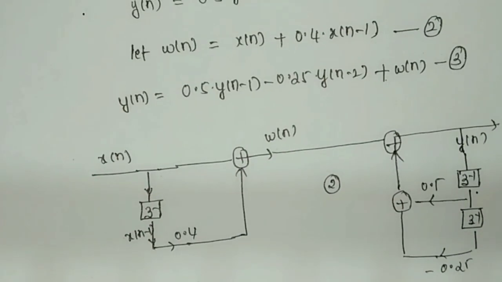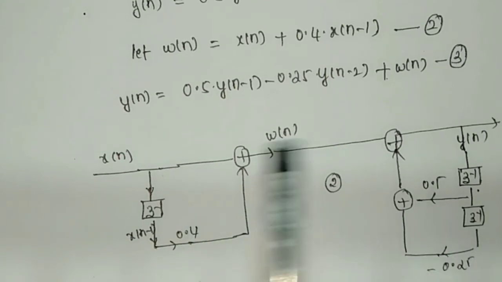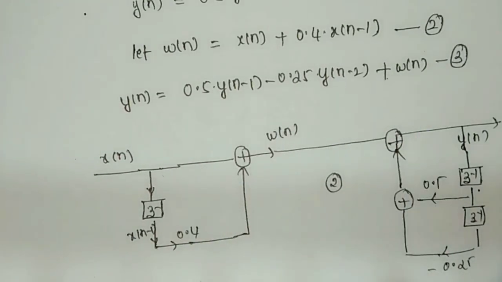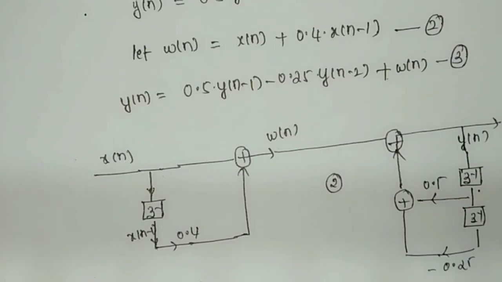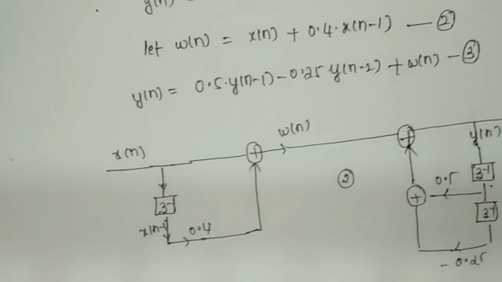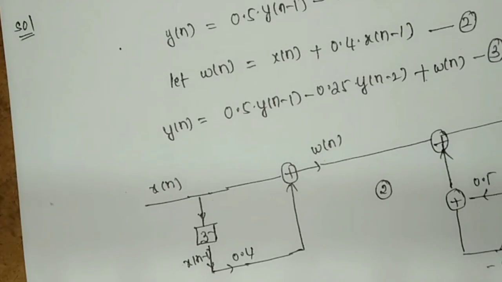Okay, so that's why this is equation number 2 and this is equation number 3. We are going to add these two to get this structure. So this is the direct form 1 structure. Okay, similarly, for practice purposes, I am going to do one more problem here.